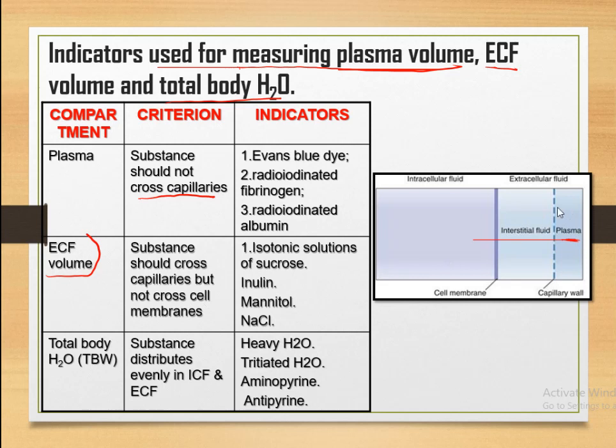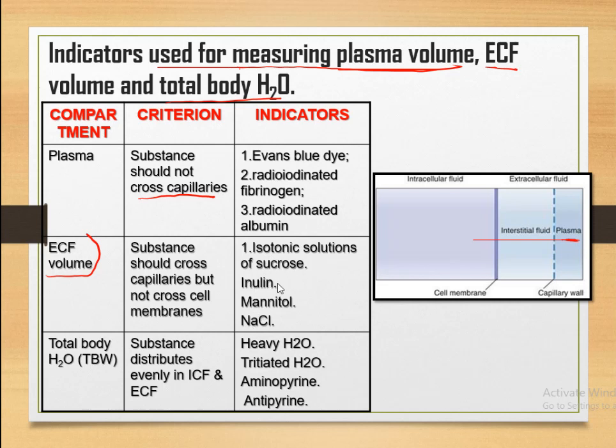So what does that mean? This is the capillary wall. For us to measure the plasma, the substance is not supposed to cross this capillary. Now, for us to measure the extracellular fluid, this dye is not supposed to pass through the cell membrane, but it's supposed to pass through the capillary. Examples are inulin, mannitol, and sodium chloride.